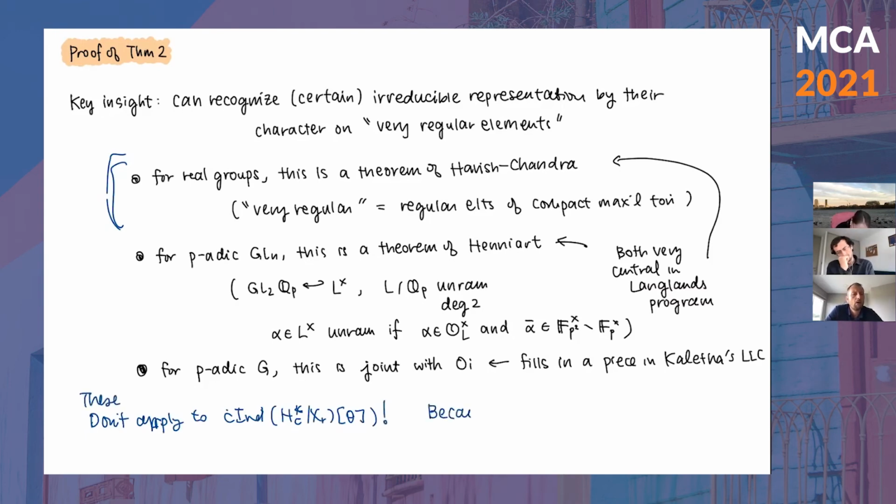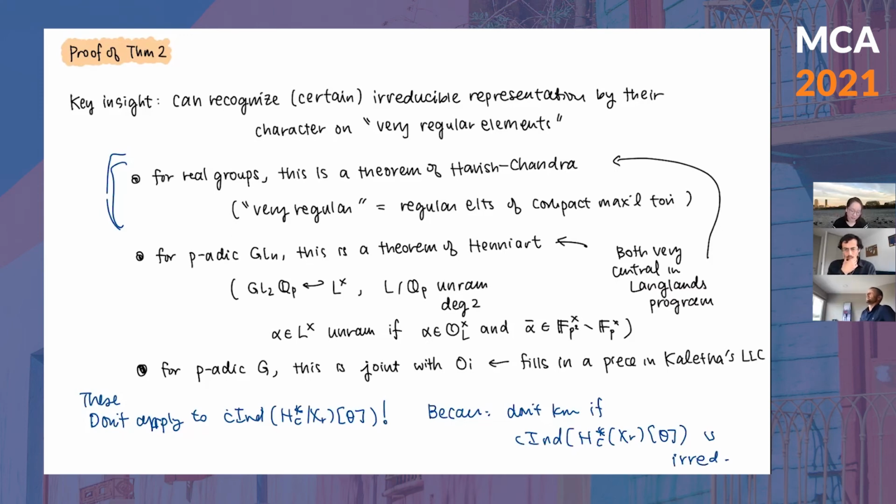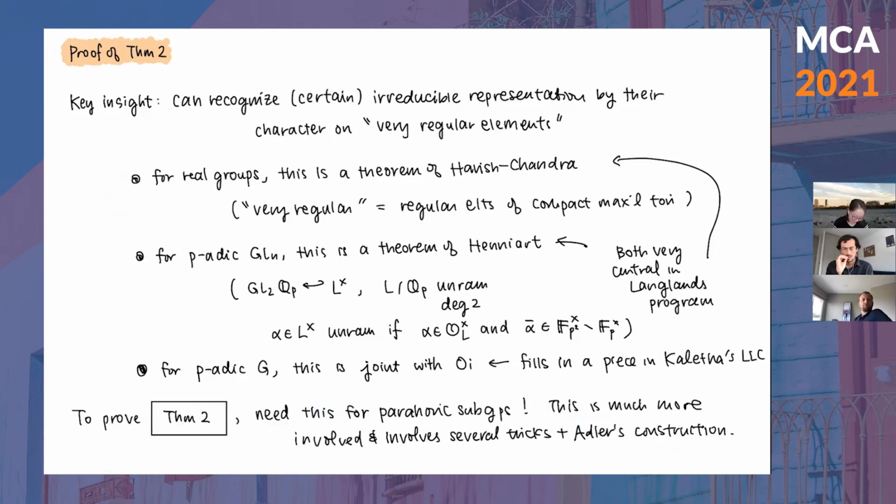And the reason is that we don't know if this representation is irreducible. And if we don't know if it's irreducible, then we can't use the characterization of irreducibles on it. And so what we do is actually prove a Harish-Chandra-esque characterization, but not at the level of G, but at the level of GX0, this smaller representation here, where we do know irreducibility.